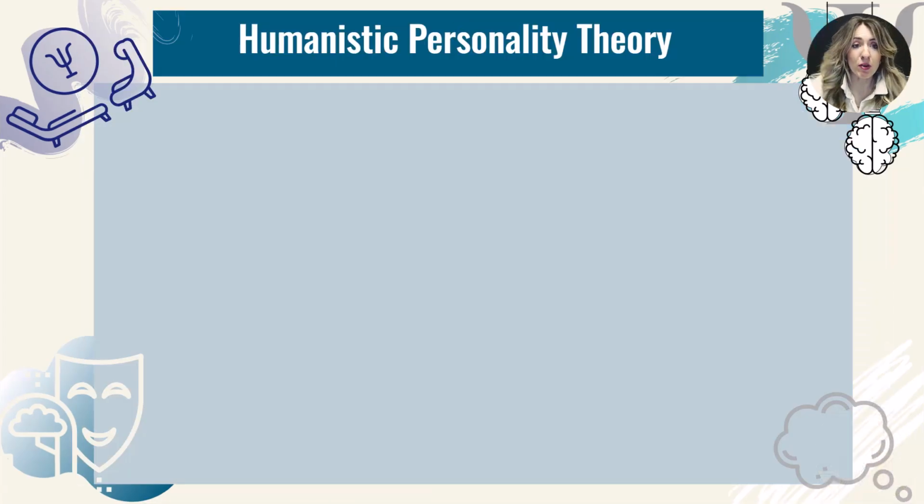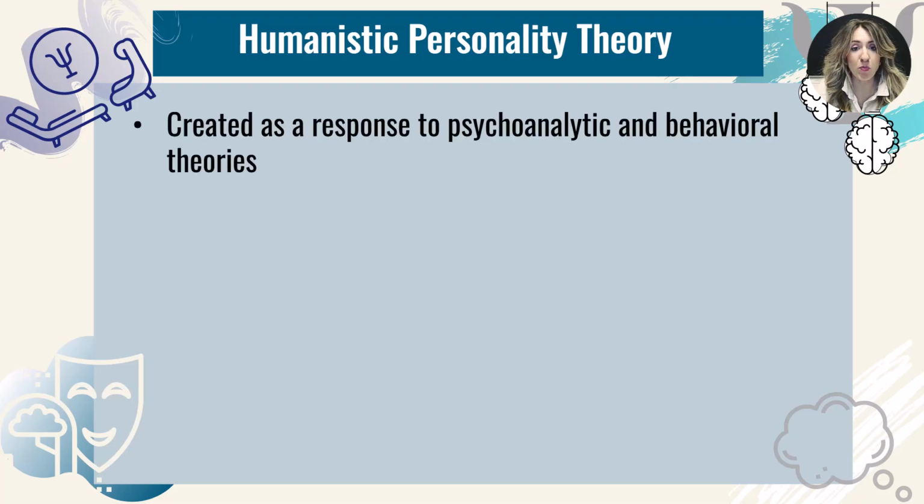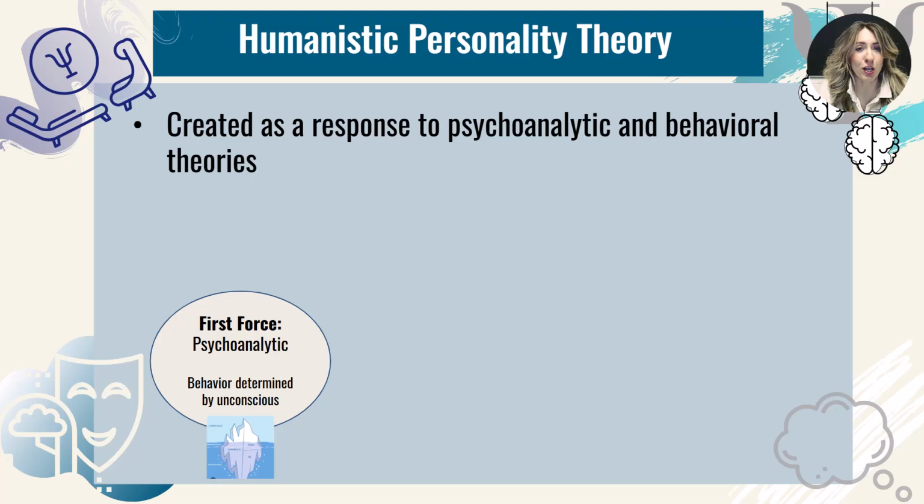So when learning about humanistic personality theory, it's important to take a step before we discuss what it is, to talk about where it came from, or what made psychologists create this theory. So it was created as a response to both the psychoanalytic and the behavioral theories. If we look at the history of psychology, the psychoanalytic perspective was what we call the first force.